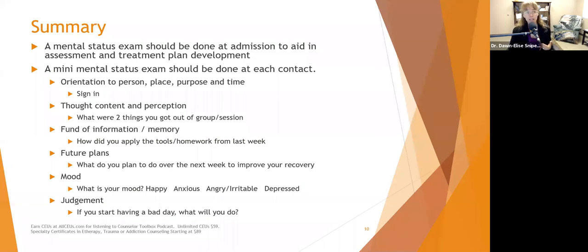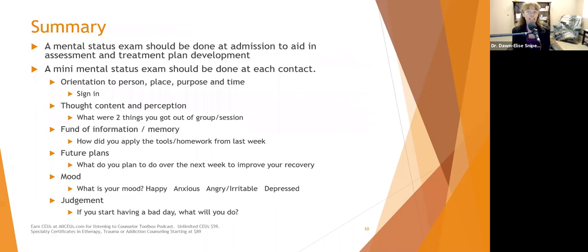Someone with limited language fluency is going to need a different type of treatment plan than someone who has perfectly fluent language abilities. Someone with cognitive dysfunction is going to need a much different treatment plan than someone who is gifted or who has Asperger's syndrome or something.